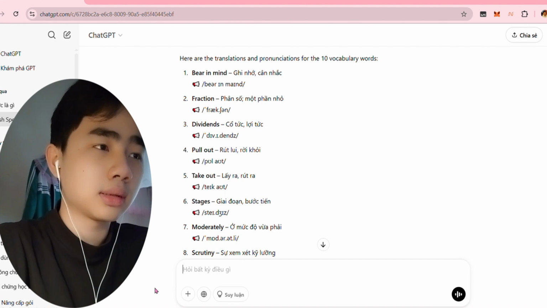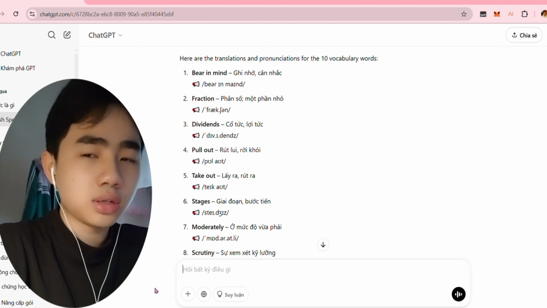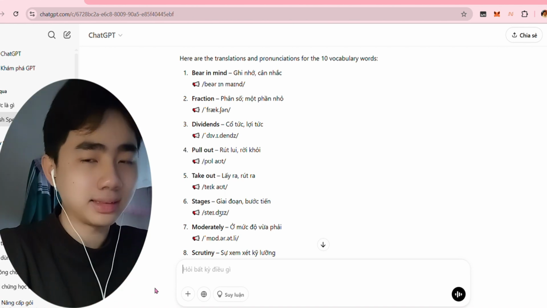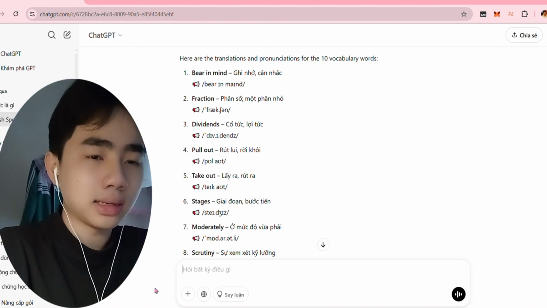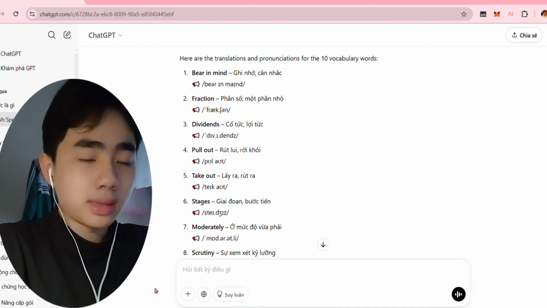So number two is fraction. Fraction means just a tiny thing. Okay? Just use this word to talk about something really tiny. It's really small. And yeah, that's the meaning of it.